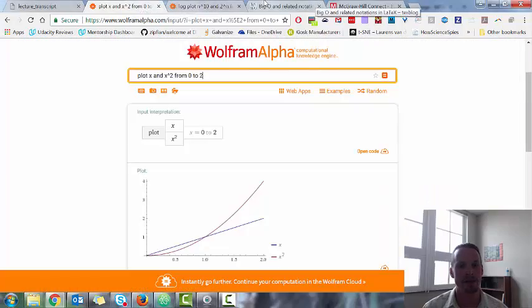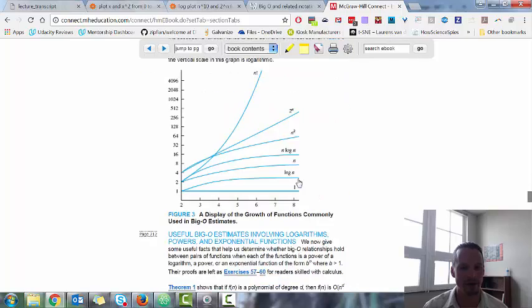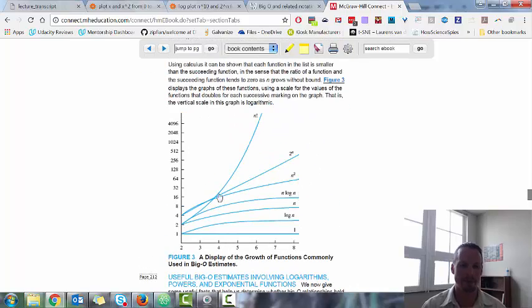Like I said, I like to plot things, and in the book, chapter 3.2, figure 3 has a plot of a bunch of different functions, so you can see which ones have the lowest order and which ones have the highest. You'll notice the y-axis here is doubling at each tick mark, so that's just a detail that you should be aware of.